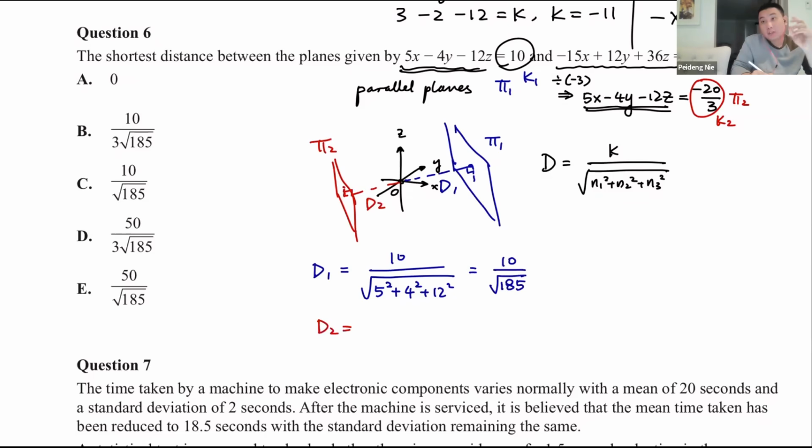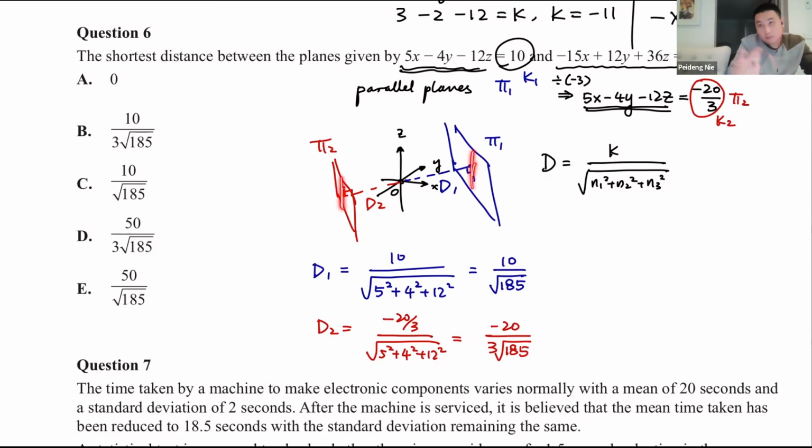d2, remember, it's a signed distance, okay? It's going to be minus 20 over 3 divided by the square root of 5 plus 4 both squared plus 12 squared. This means it's minus 20 over 3 times root 185, okay? So actually, we are not taking the difference of the absolute distances. We are making both parts positive and adding them up, okay?